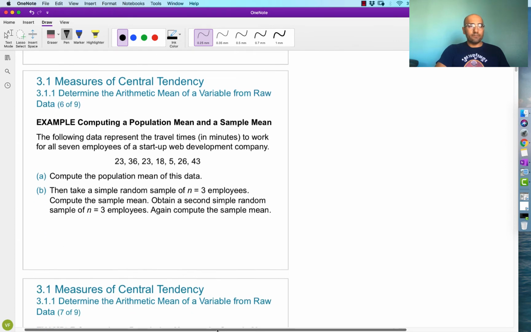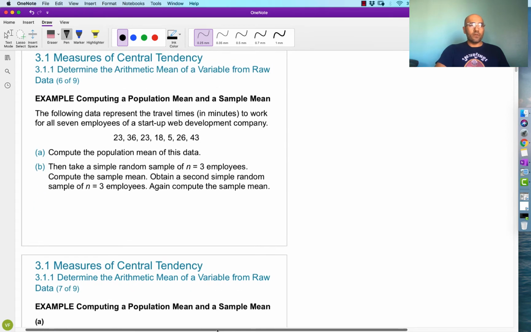For example, the following data represents the travel times in minutes to work for all 7 employees of a startup web development company. Somebody took 23 minutes to get to work. Somebody took 36 minutes. Another person also took 23 minutes. Then someone took 18, then 5, then 26, then 43. Compute the population mean of this statistic.